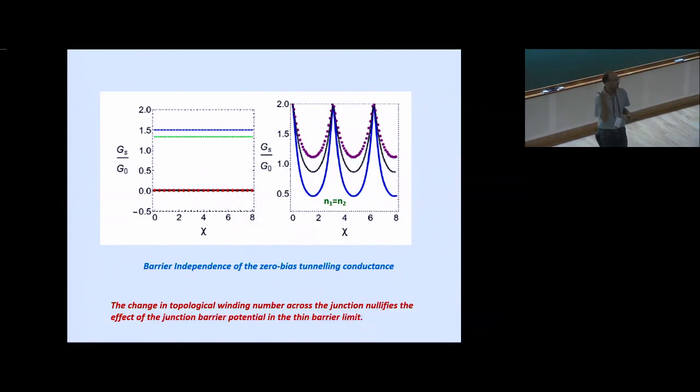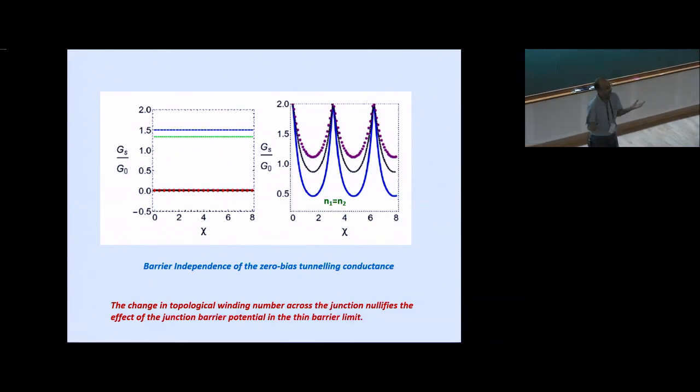And the AC response is also going to show up in the sense that if you put on AC microwave radiation, you are going to see Shapiro steps. The width of these steps is going to be independent of whatever barrier you put. That's not the usual thing in superconducting junctions. So that's another way of looking at this. So, yeah.